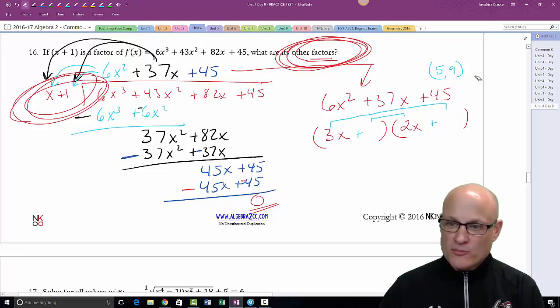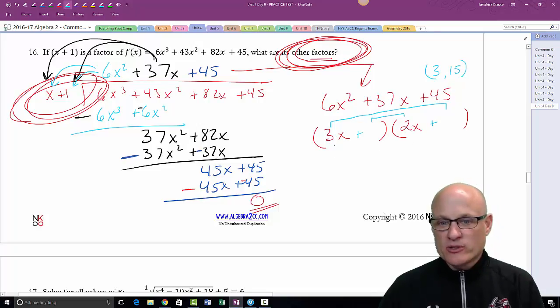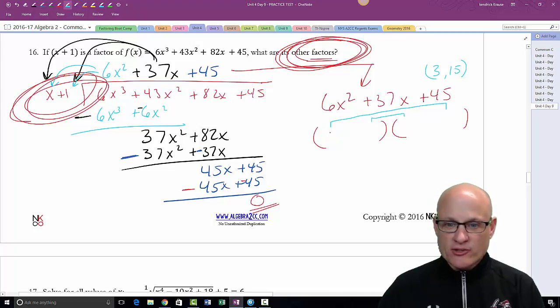All right, I'm going to try one more thing. I'm going to try 3 and 15. I can't put the 3 with the 3, and I can't put the 15 here. So this was wrong altogether. So now we've got to go to 6x and 2x.